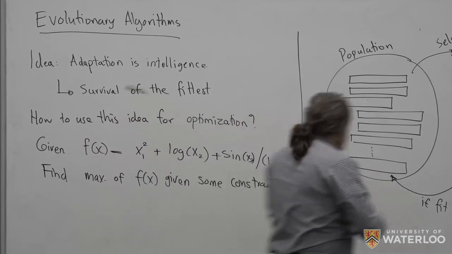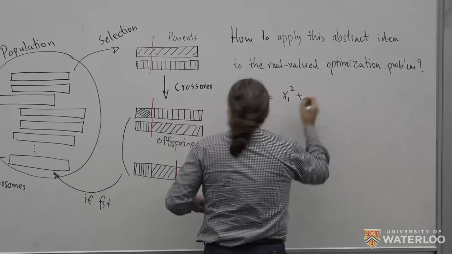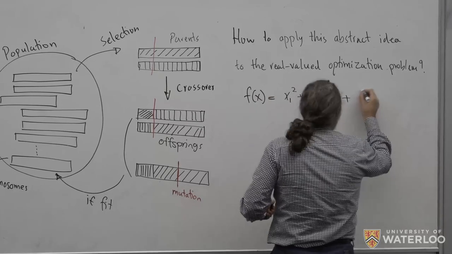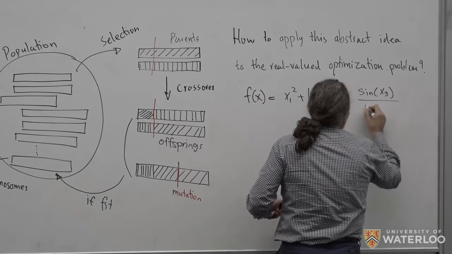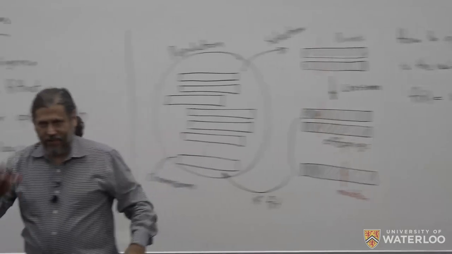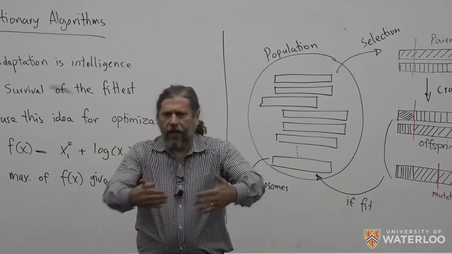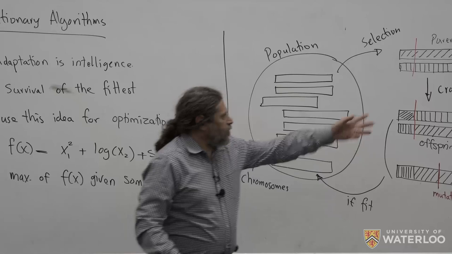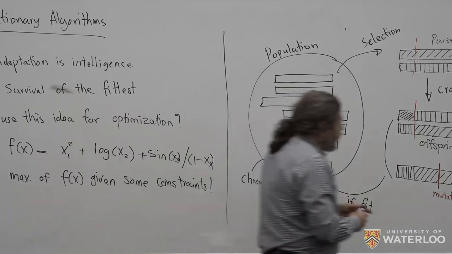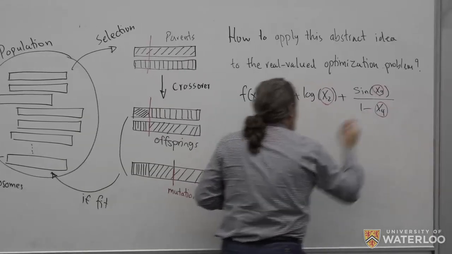Well, if I go back to this weird-looking equation, you can grab anything. It doesn't really matter. X1 squared plus, what was it? Log of X2 plus whatever it was. Sine of X3 divided by 1 minus X4. Some constraints. I don't care about the constraints at this stage, but there has to be constraints. Everything is limited. So there is an island. There is not enough food for everybody. I don't know, X1 and X2 are close to each other. X3 and X4 don't like each other. Whatever that is. So you need to put the constraints in place. So, okay, which means we have to find the optimal values for these guys.